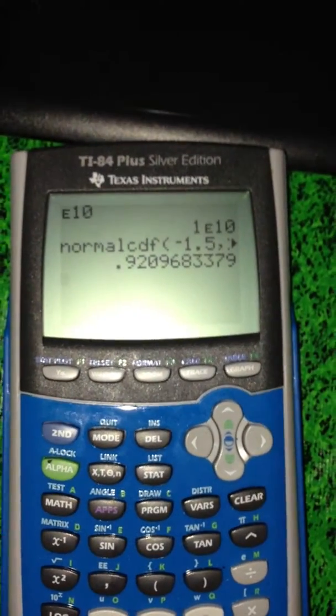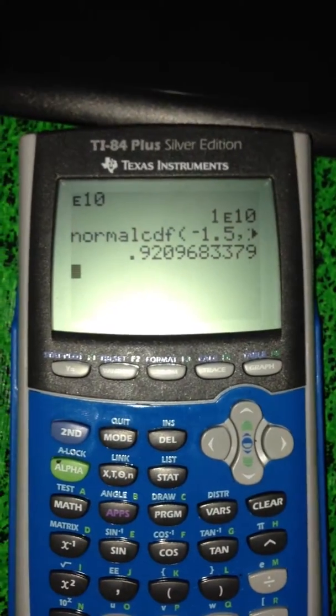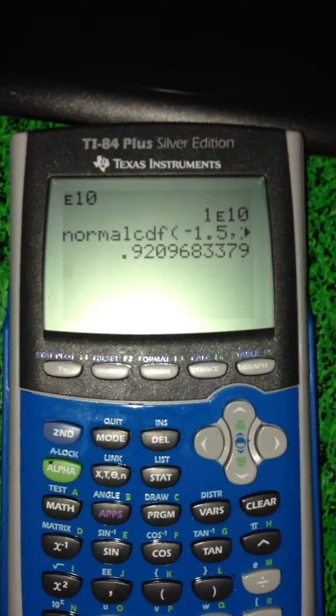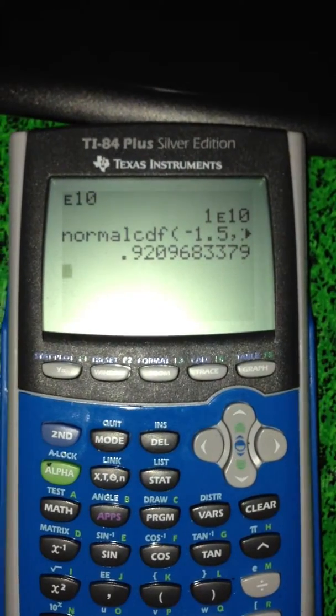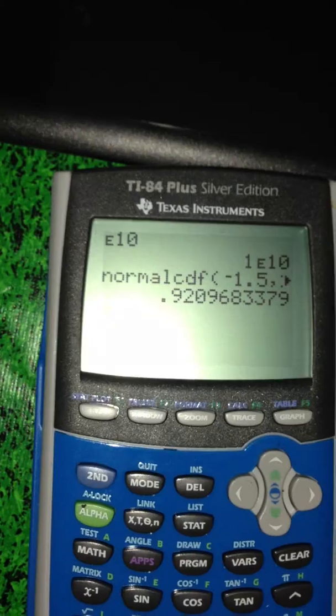Now that should be the same probability that we came across when we did it on our table, but I don't have that value right in front of me, so I don't remember if that was what we actually got or not.